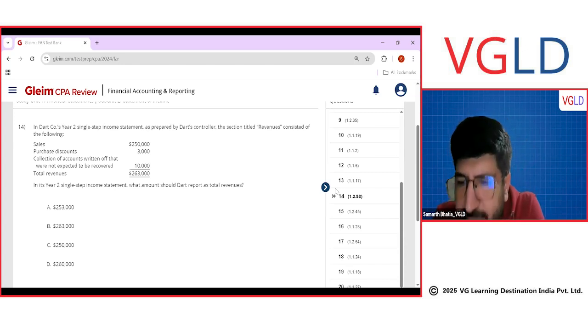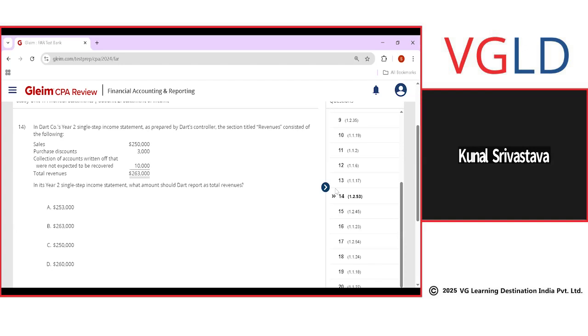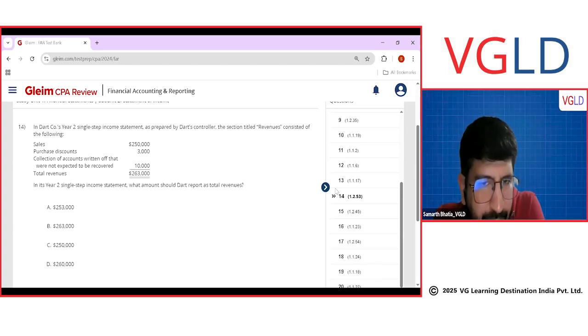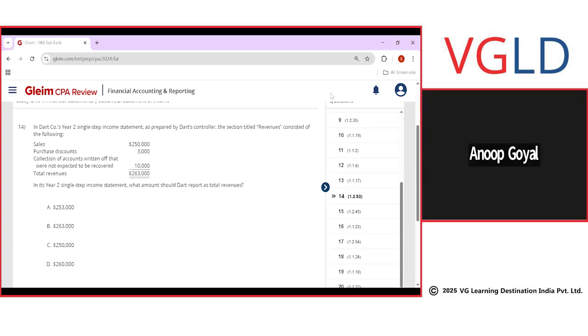So they will be asking you to make a correction of an error. That's it. Option C, I think. Option C. Anyone else? Yes, option C. Absolutely correct.